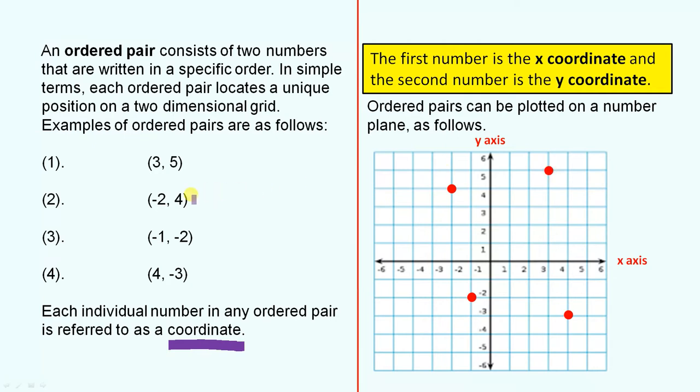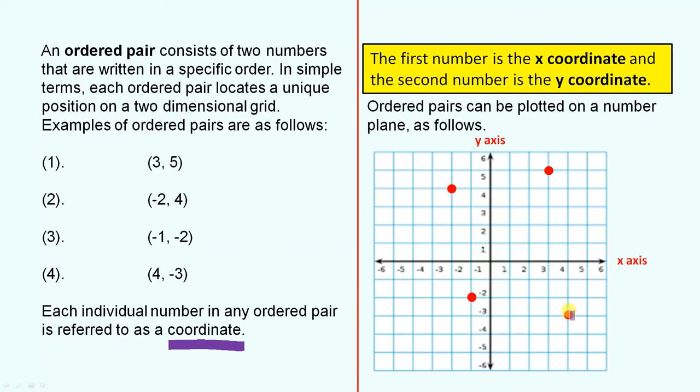The next one is (-2, 4). We always start here. -2 on the x-axis and 4 on the y-axis, and that's the point (-2, 4). (-1, -2), start here. -1 on the x-axis and -2 on the y-axis, and that's the point (-1, -2). And finally (4, -3). Always start here. 4 along the x-axis and -3 on the y-axis, and that's the point (4, -3).